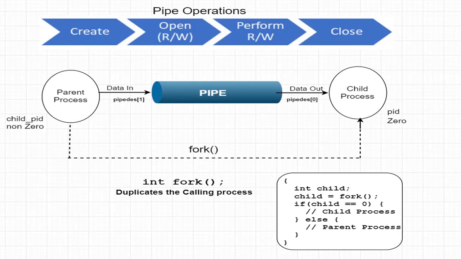So here is the code for the fork. The child variable holds the pid for the newly created process. So child equal to fork. The fork returns the pid of the child. In case of the child process, this pid will be 0, and in case of the parent process, this pid will be non-zero. So this pid helps to differentiate between the parent and the child process.